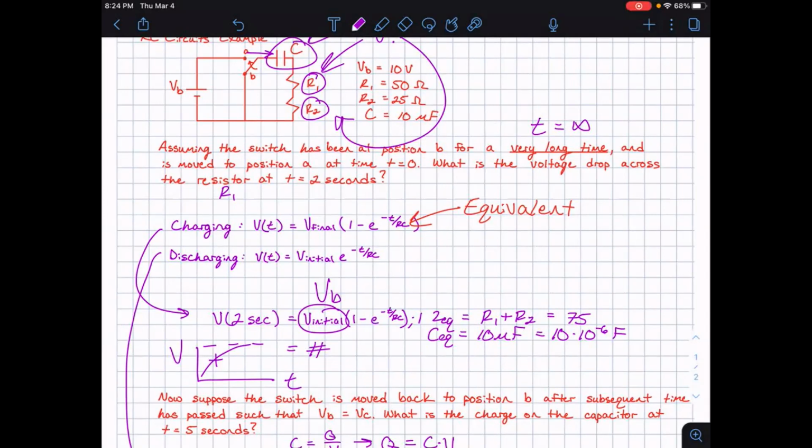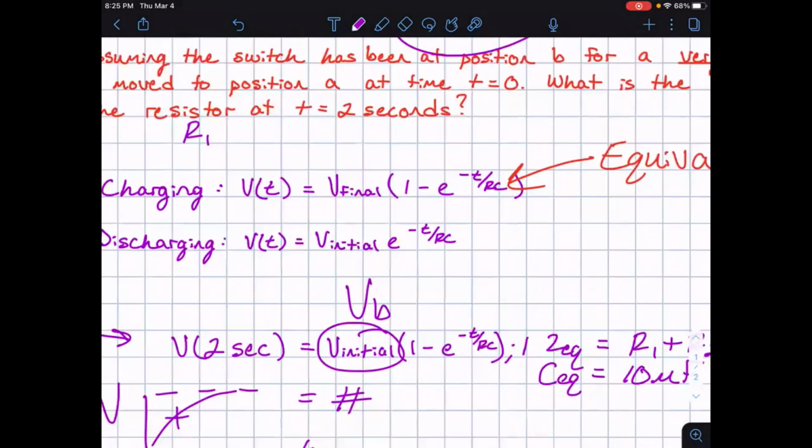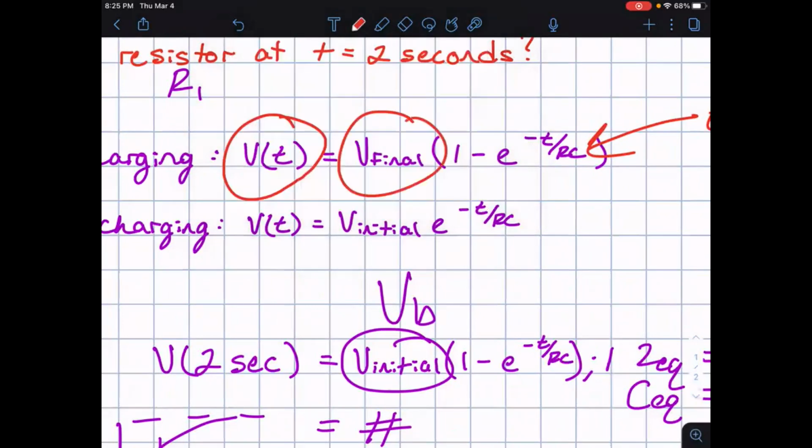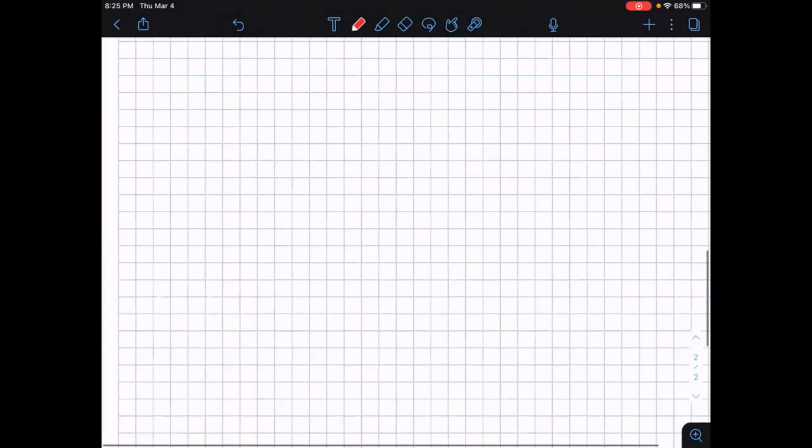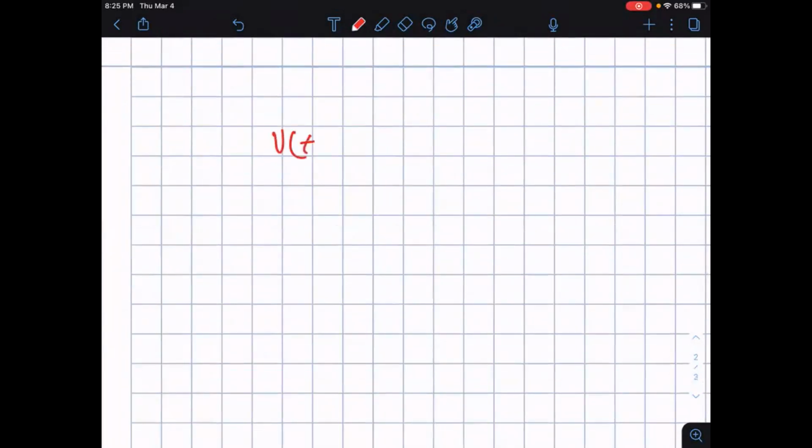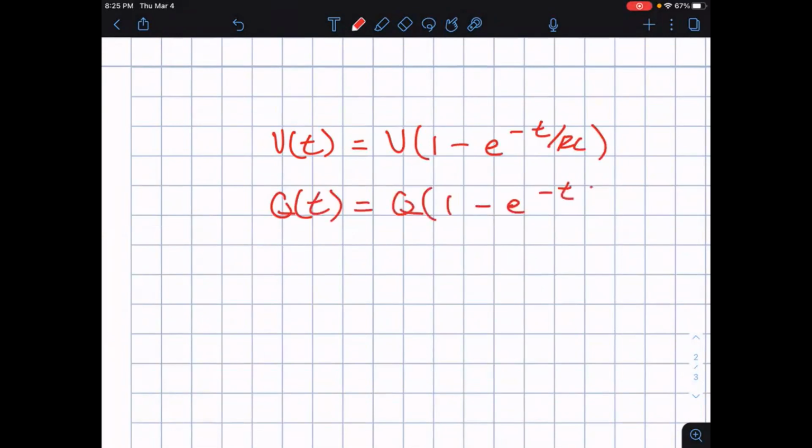That's a very, very good question, Taylor. I know exactly what you're talking about. The general answer is that you can replace these two variables, voltage initial and final, with any variable that will change as time goes on, except for one caveat. Let me go down here. These two are always true for charging: V equals V times 1 minus e to the negative t over RC. And the charge one is just like this as well: Q equals Q times 1 minus e to the negative t over RC.